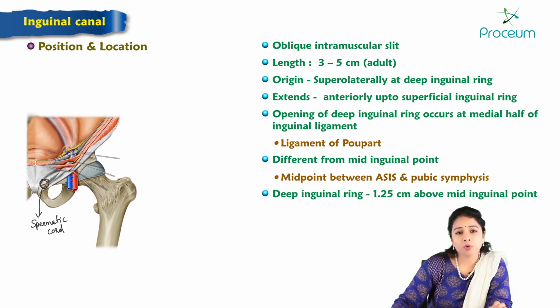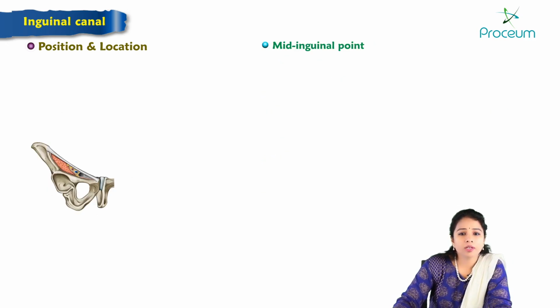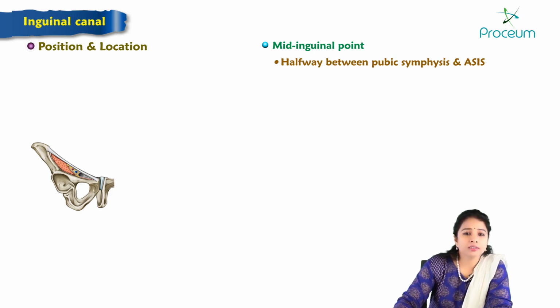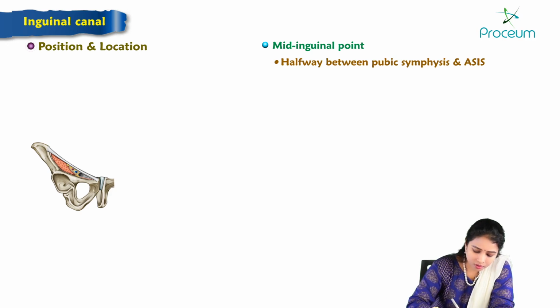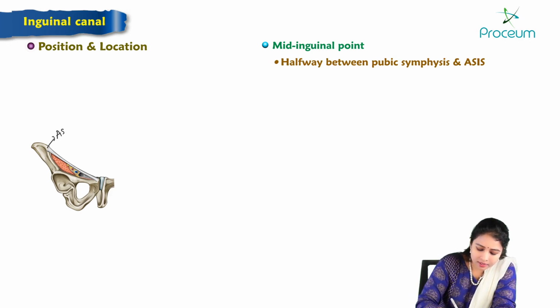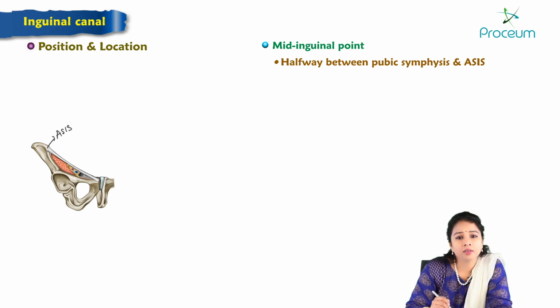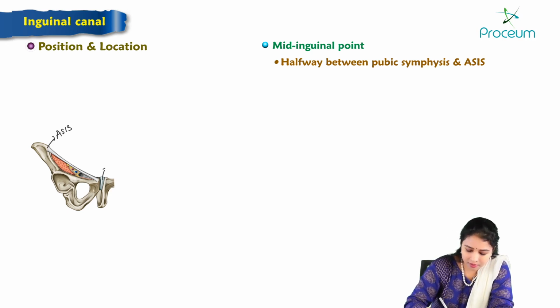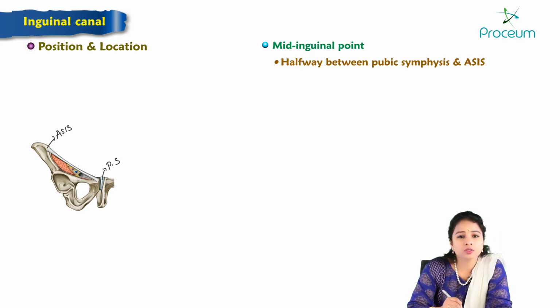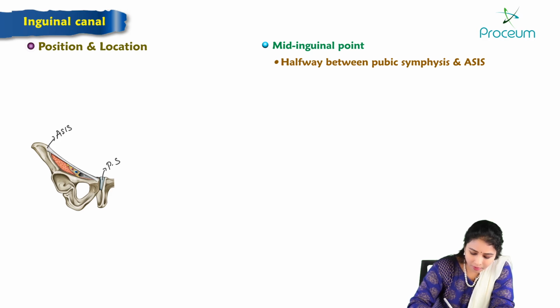Next, points to ponder: the mid-inguinal point. Halfway between the pubic symphysis and anterior superior iliac spine is the mid-inguinal point. So halfway between the ASIS, that is the anterior superior iliac spine, and the pubic symphysis. This is the pubic symphysis, so the mid-inguinal point is the midpoint between them.